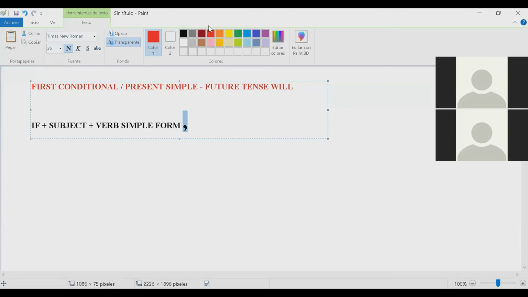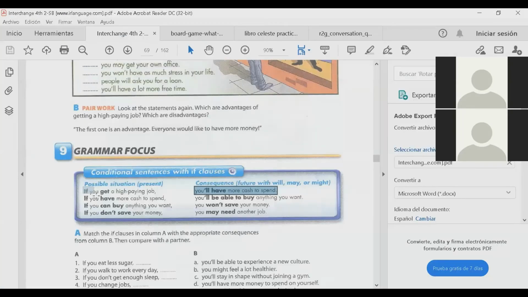Okay, so look at this, guys. After the first clause, we need a comma. So let's move on. Number 15, I think, was the writing there. If plus subject plus verb in simple form. Let me go to the example from here. So if plus the verb in simple form plus the complement. And look at the next one.